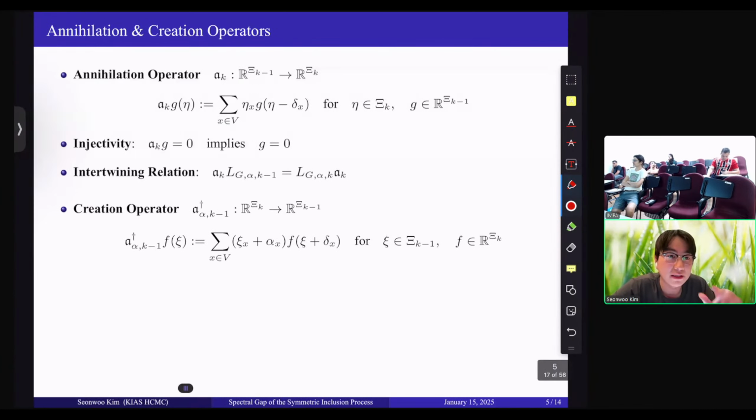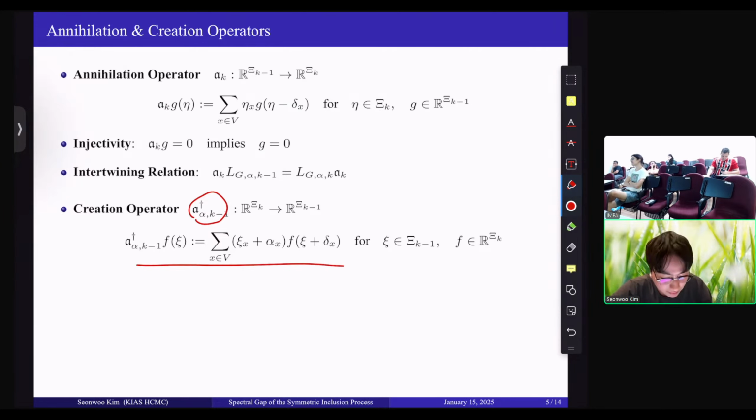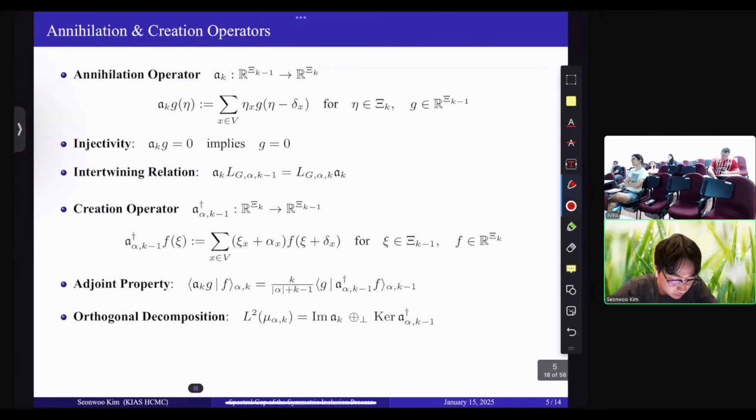And then actually we can also define the counterpart, which is the creation operator. Now we go the other way around. So this is A dagger. It has a little bit more complicated form, but the form is not important. The important thing is that if you define the creation operator this way, we have the following adjoint property. If you evaluate the inner product of A_k g and f, then with some positive constant at the front, this is exactly the same as evaluating g and A dagger f in the k-1 space. So this is very crucial.